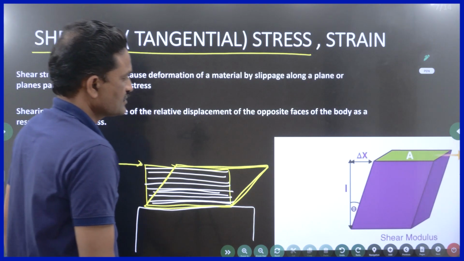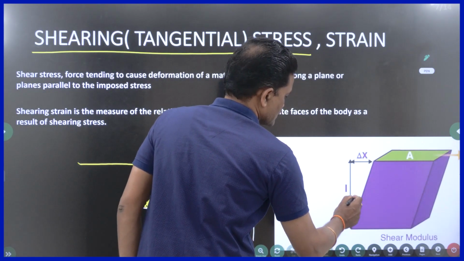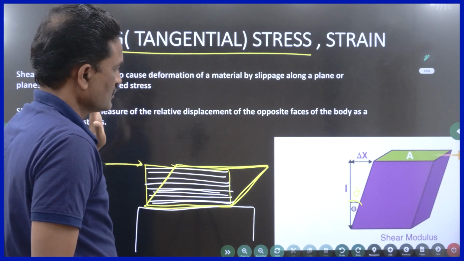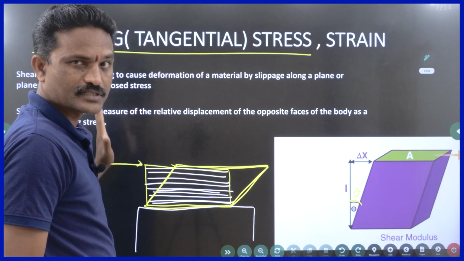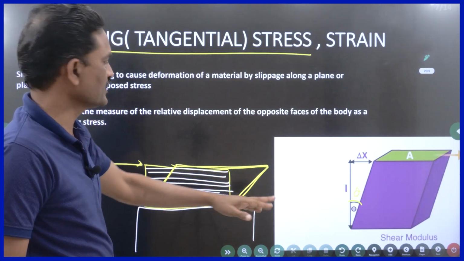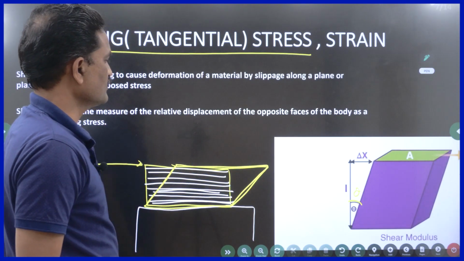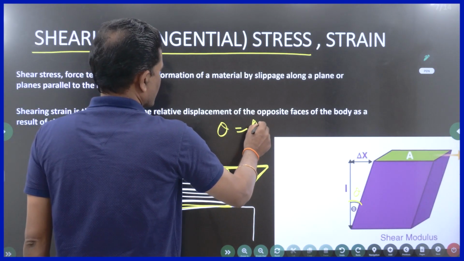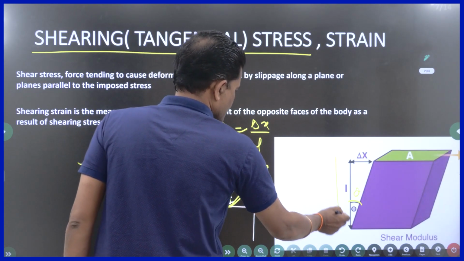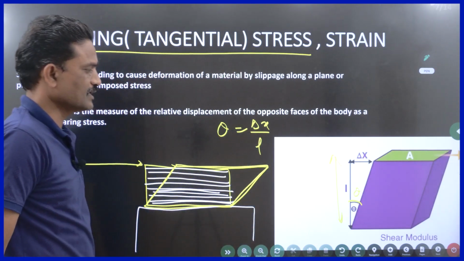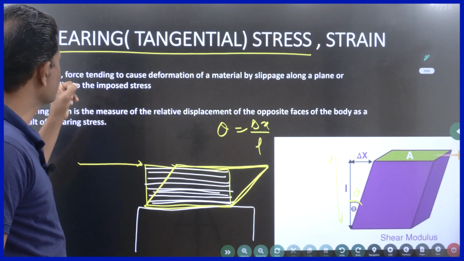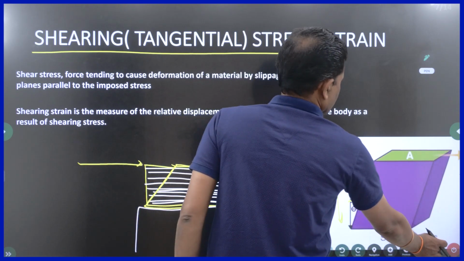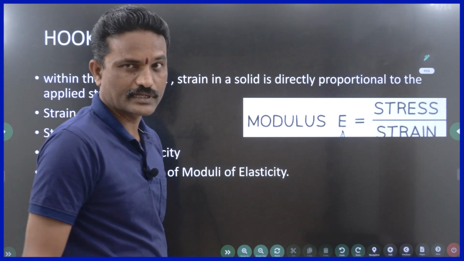So how do you define strain? The shearing strain is equal to this theta. How much the lateral side deformed is indicated by the theta. So theta, you can take tan theta. So the theta value is delta x by L, where L is the length of this side. Is this clear? So this is called shearing stress and strain is called shearing strain. So these are the three types of stress and strain.